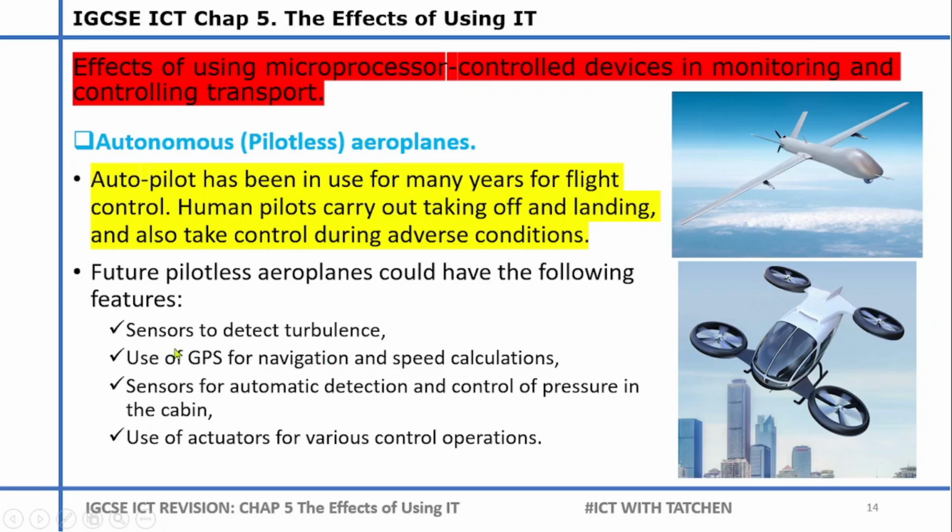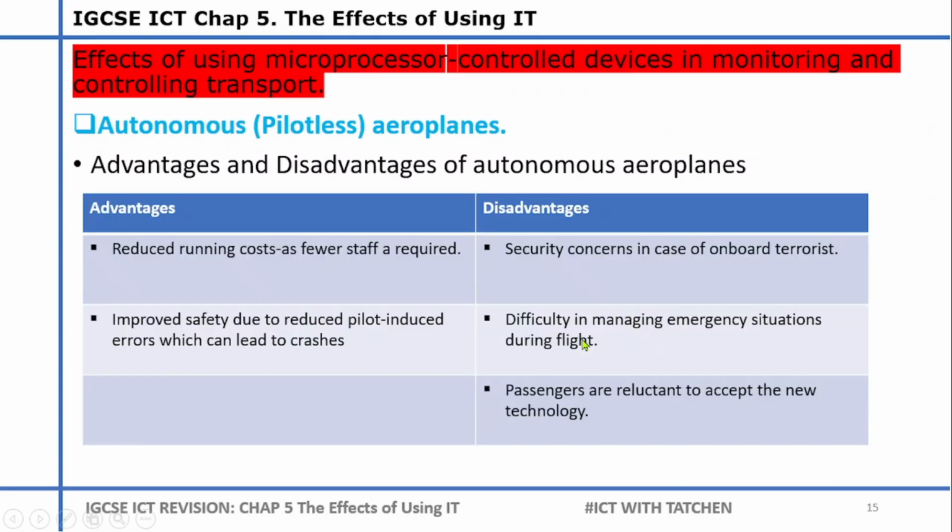So we expect these planes to have sensors to detect turbulence, and then use of GPS for navigation and speed calculations, sensors for automatic decision and control of pressure in the cabin, and use of actuators for various control operations. We expect all those planes to have these features and to be able to manage them accurately, because if these are not well managed, there will be lots of accidents.